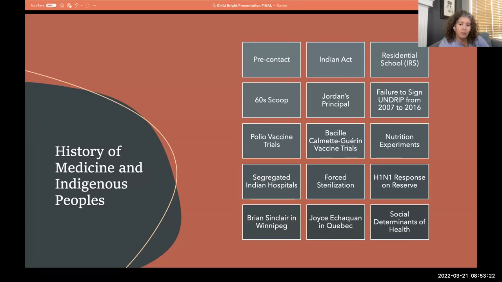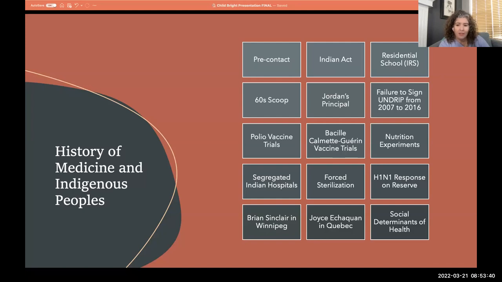Also, Jordan's principle. There was some ongoing dispute over which jurisdiction would pay for treatment for a child, and this resulted in the child dying while the federal government and the province continued to fight it out. We should consider Canada's holdout on signing the UN Declaration of Rights of Indigenous Peoples.